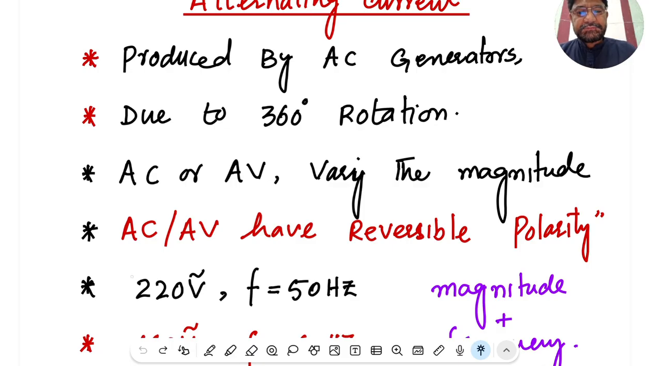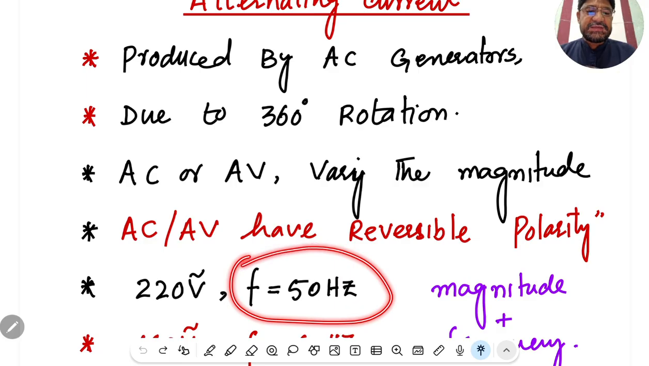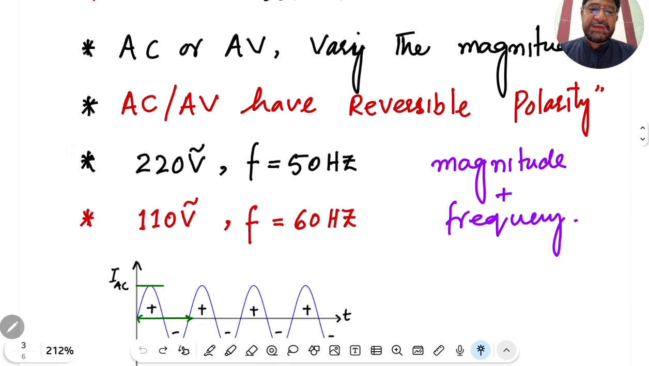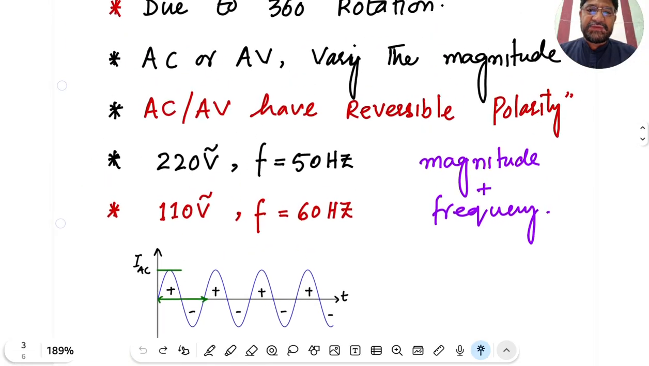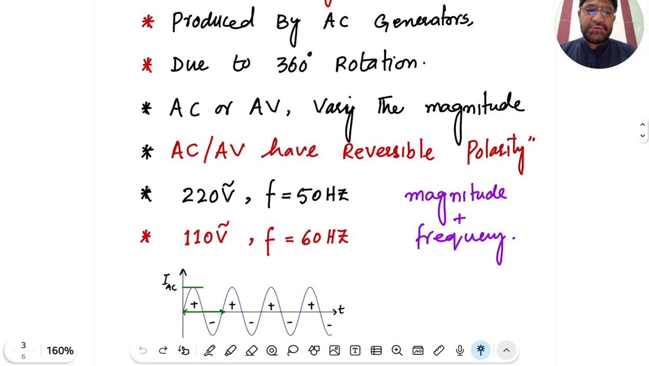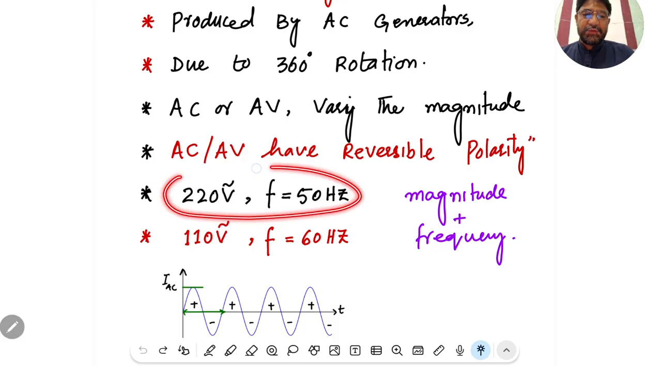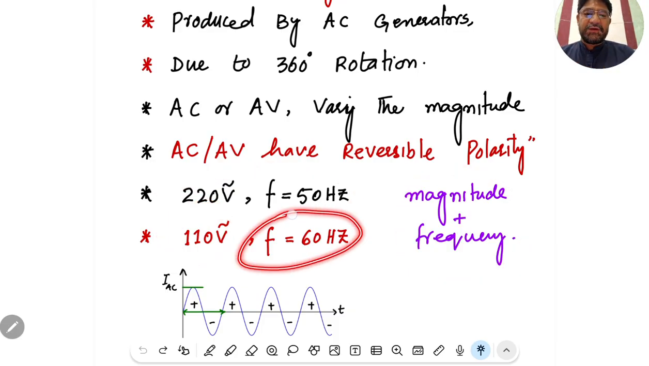The peak magnitude of the alternating current that we have in our daily life, in some countries, is 220 to 240 volts. This symbol is for AC, and the frequency is 50 hertz. If I show you the profile picture of an alternating current, you can see on my screen that it has both magnitude and frequency. In some countries it is 110 volts and 60 hertz frequency.